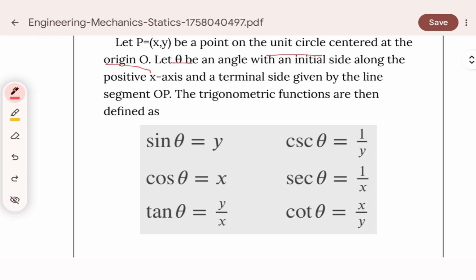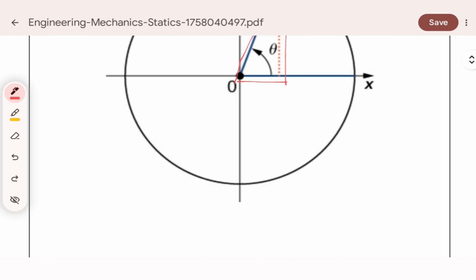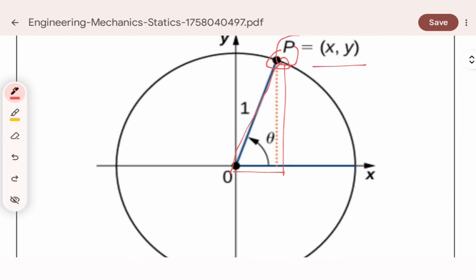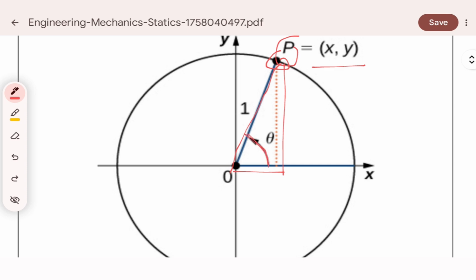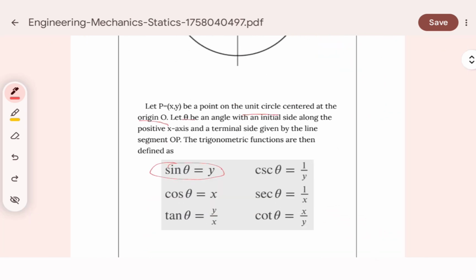If you take the sine of theta, it is equal to y. Why is it equal to y? Let's go back to the figure. The sine of this angle theta, remember, is opposite over hypotenuse. The opposite is this side, and the hypotenuse is 1. So it's actually opposite over 1, so this side is y divided by 1, and y divided by 1 is simply y.